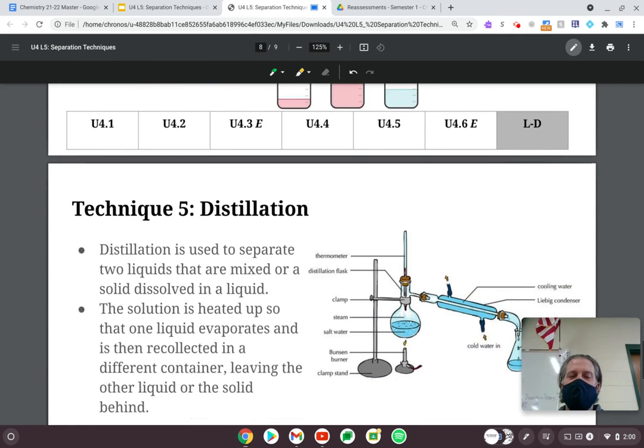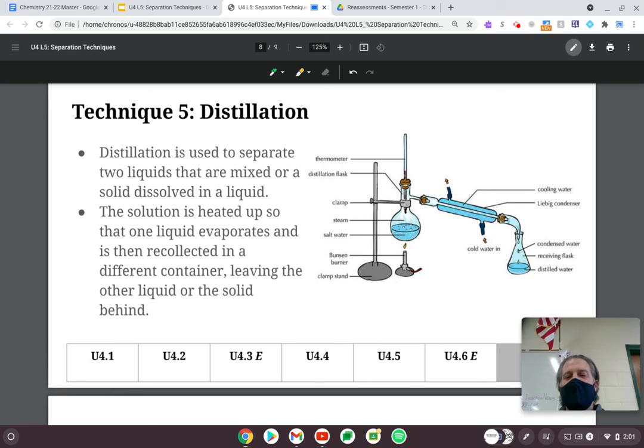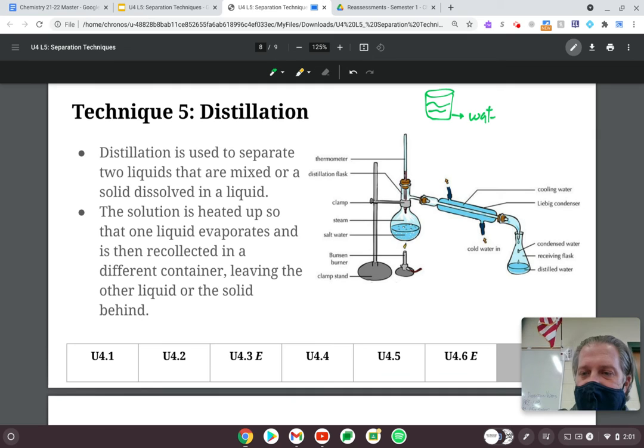Technique number 5 is probably my second favorite because I think it's fascinating. It's called distillation. In the picture here, they talk about salt water, but sometimes you can have a beaker or a container that has two different liquids in it, and one of them might be, I don't know, water, which has a boiling point of, let's say, 100 degrees Celsius, and one of them might be, I don't know, ethanol.